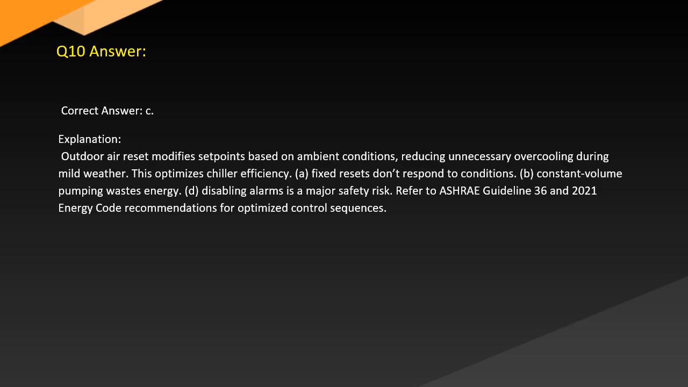Answer. Correct answer C. Explanation. Outdoor air reset modifies set points based on ambient conditions, reducing unnecessary overcooling during mild weather. This optimizes chiller efficiency. A. Fixed resets don't respond to conditions. B. Constant volume pumping wastes energy. D. Disabling alarms is a major safety risk. Refer to ASHRAE Guideline 36 and 2021 Energy Code recommendations for optimized control sequences.